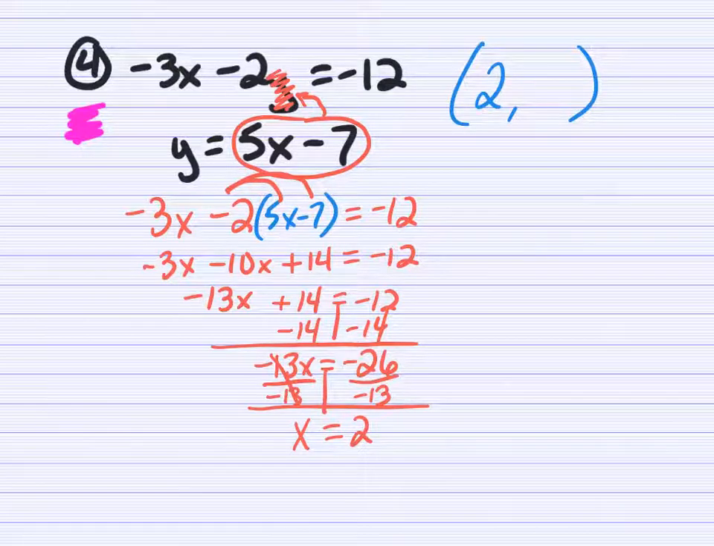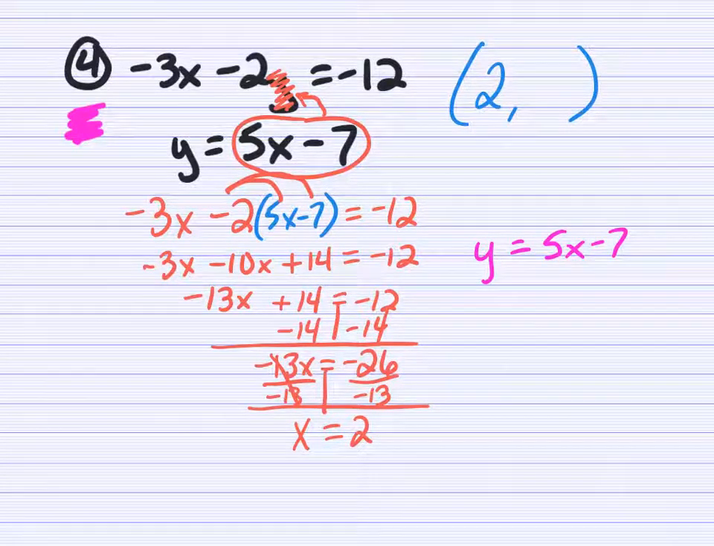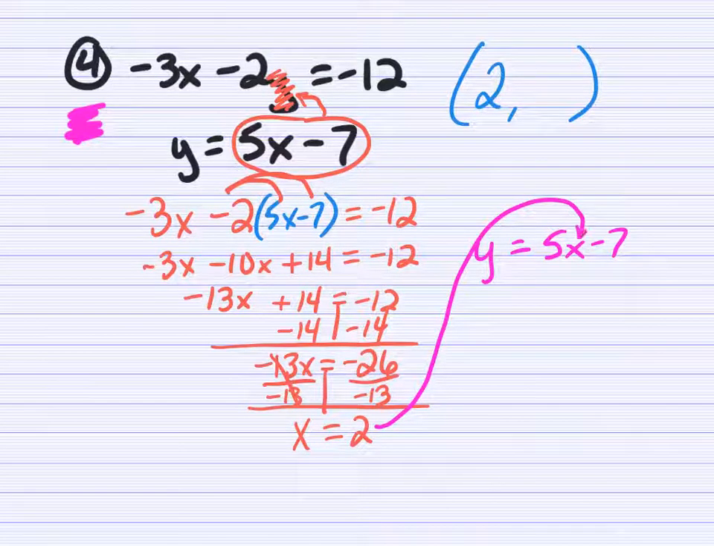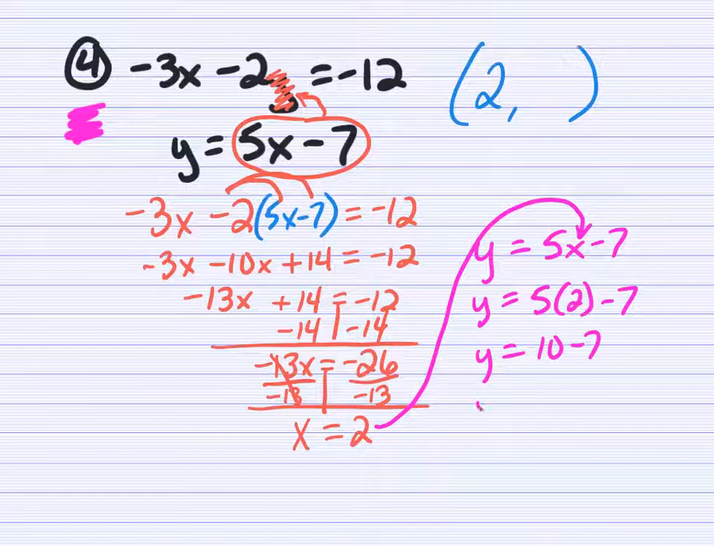Now we always have to go back and get the other variable. So I'm going to choose the bottom equation because that looks easier to me. x is the number 2, so I'm going to plug 2 in for my x. And 5 times 2 is 10, and 10 minus 7 is 3. So my answer is the point (2, 3).